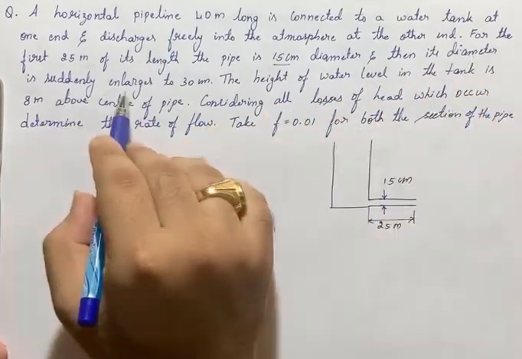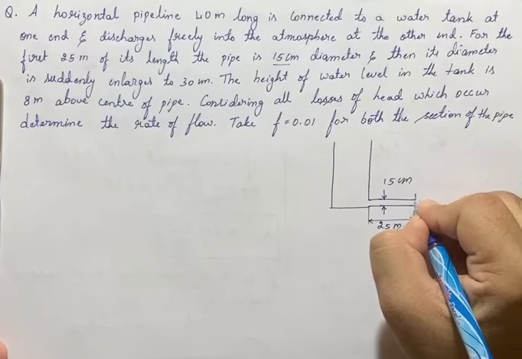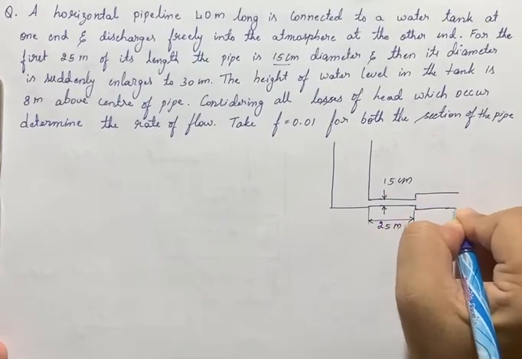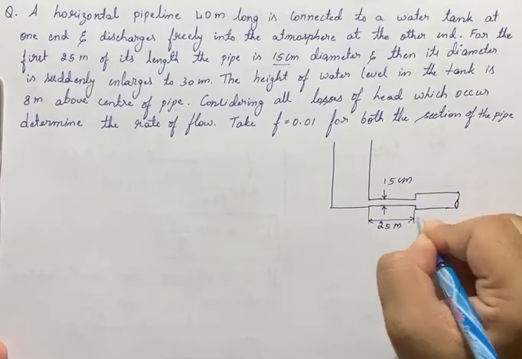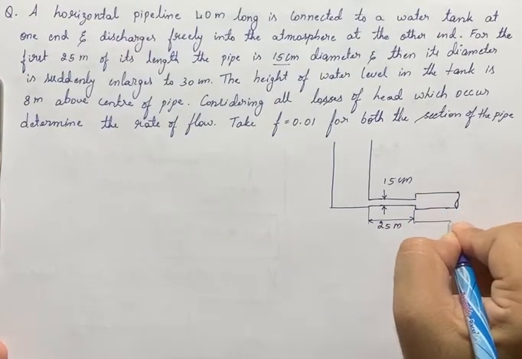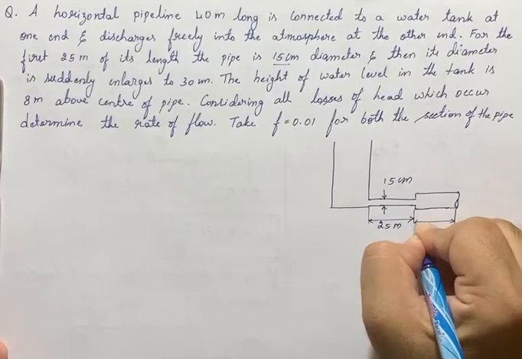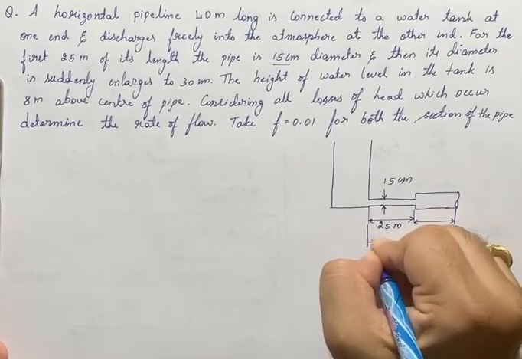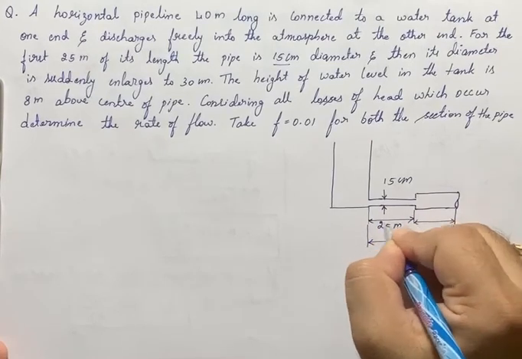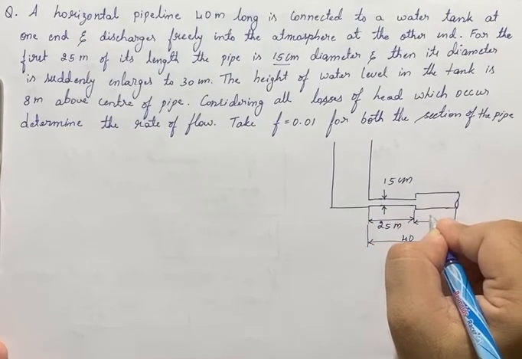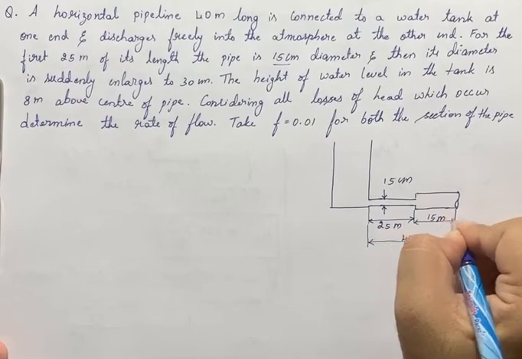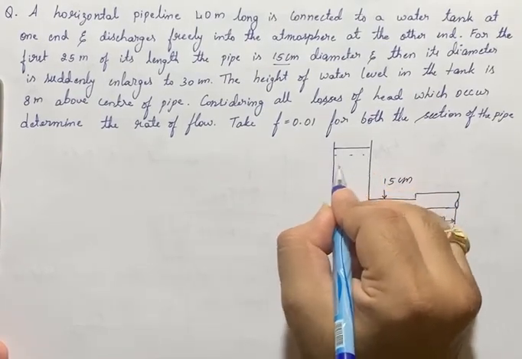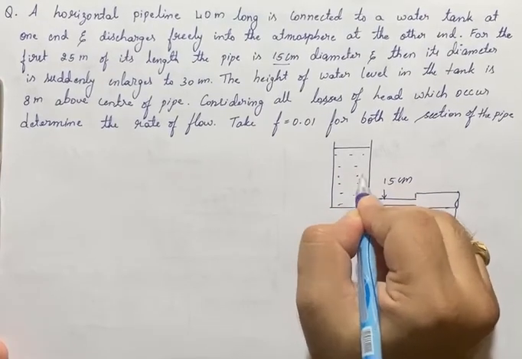Then its diameter suddenly enlarges to 30 centimeter. That means now the diameter has been increased here. To how much length? The total length he has given as 40 meter. 40 minus 25 is here 15 meter. And this has been discharged to atmosphere. Here we have water in the tank.